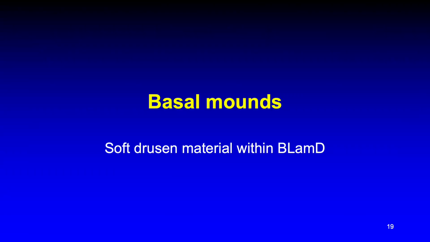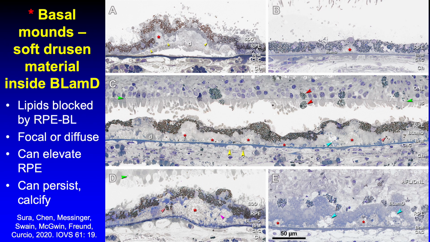Basal mounds is a Sarks' term to denote soft drusen material trapped within basal laminar deposit. These form because lipoproteins released by the RPE are blocked in their transit to the choriocapillaris by RPE basal lamina. The basal mounds can be focal or diffuse, and if thick, they can elevate the RPE and be mistaken for drusen. They can also persist after the death of the RPE and calcify. So this material undergoes the same mineralization pathway as soft drusen material in the sub-RPE basal laminar space.